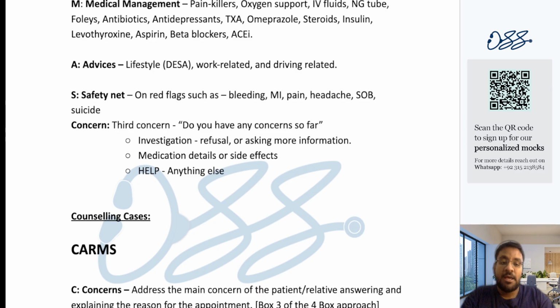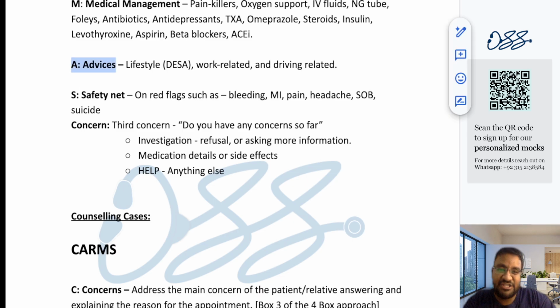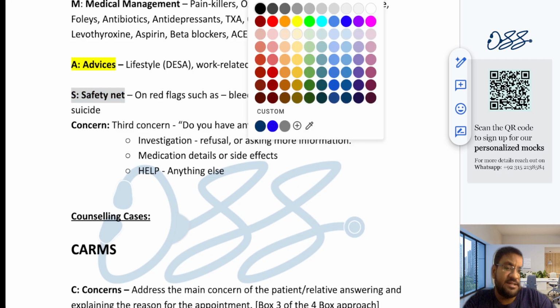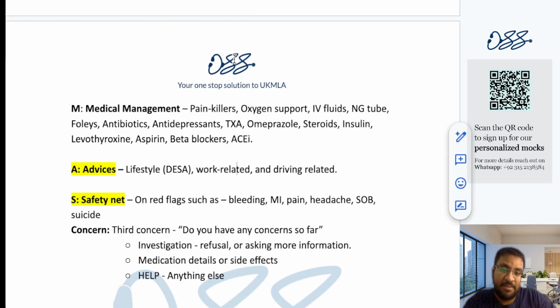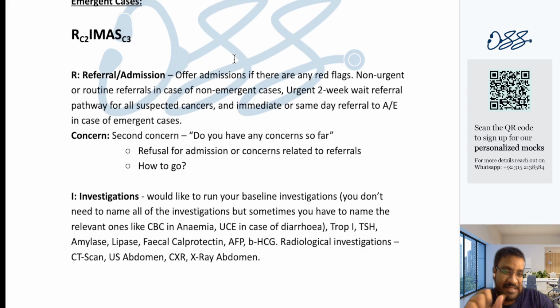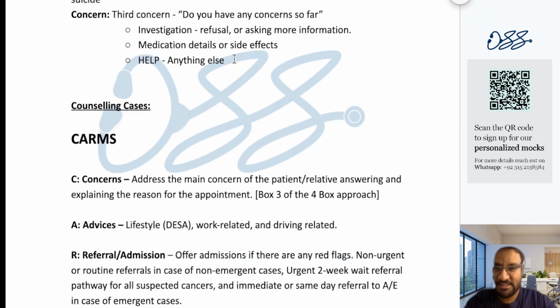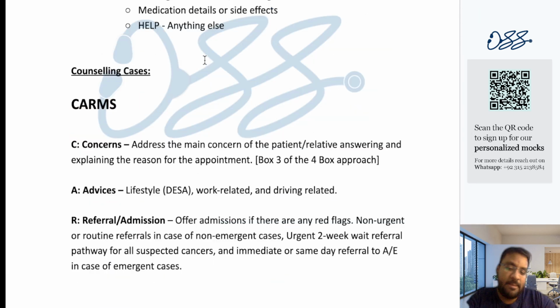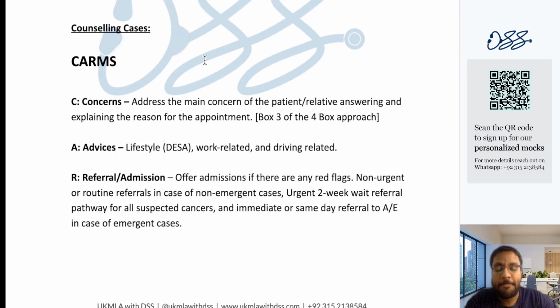Okay, so that is how the advices and the safety netting would slightly change in the emergency cases, as compared to the non-emergency cases. Okay, other than that, it's literally the same thing. Okay, RIMAS and IRMAS, it's just slightly modifying it for the emergency cases. All right, and even the concerns would remain the same. Okay, good.